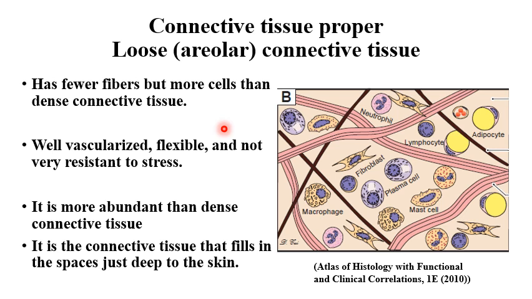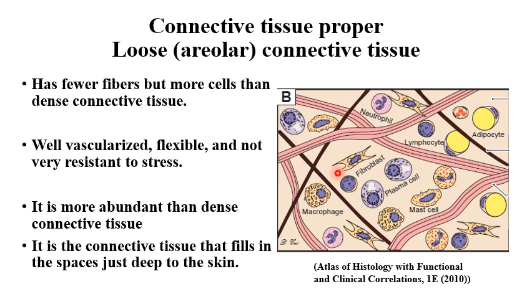Let's start with loose connective tissue. In this tissue, there are numerous connective tissue cells shown among connective tissue fibers. Here we have fibroblasts, plasma cells, leukocytes, macrophages, and adipocytes.